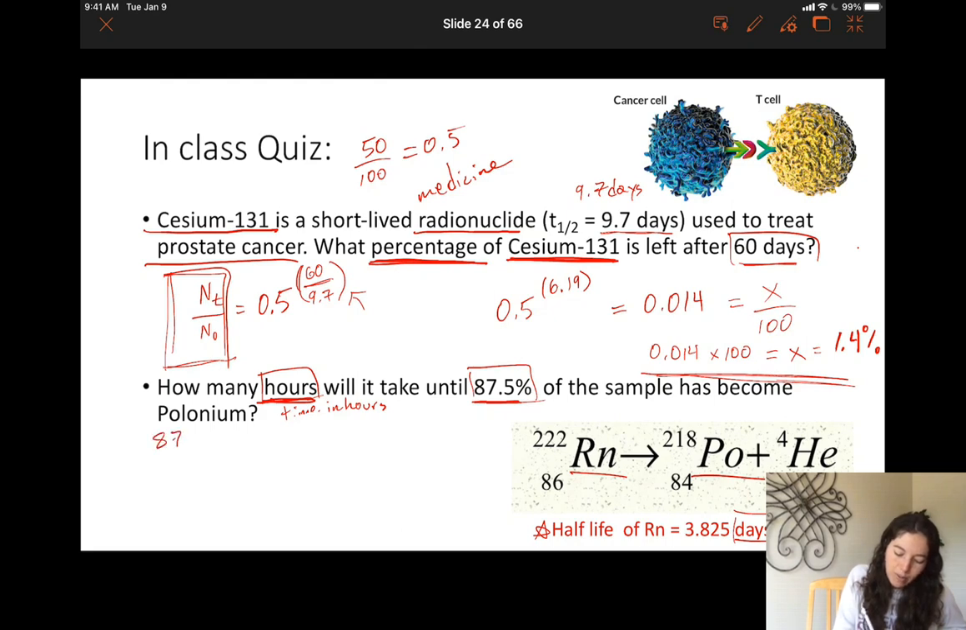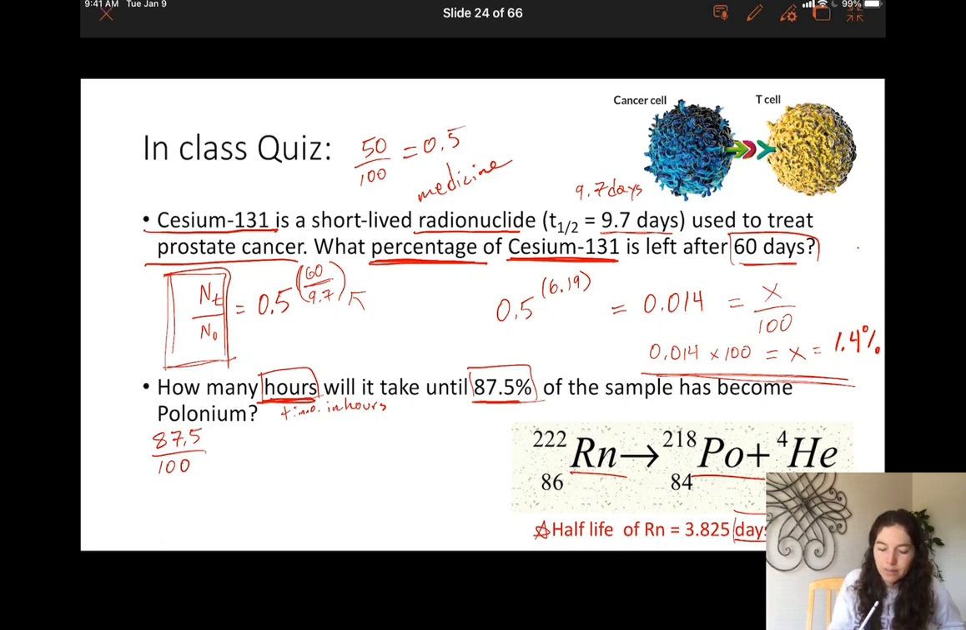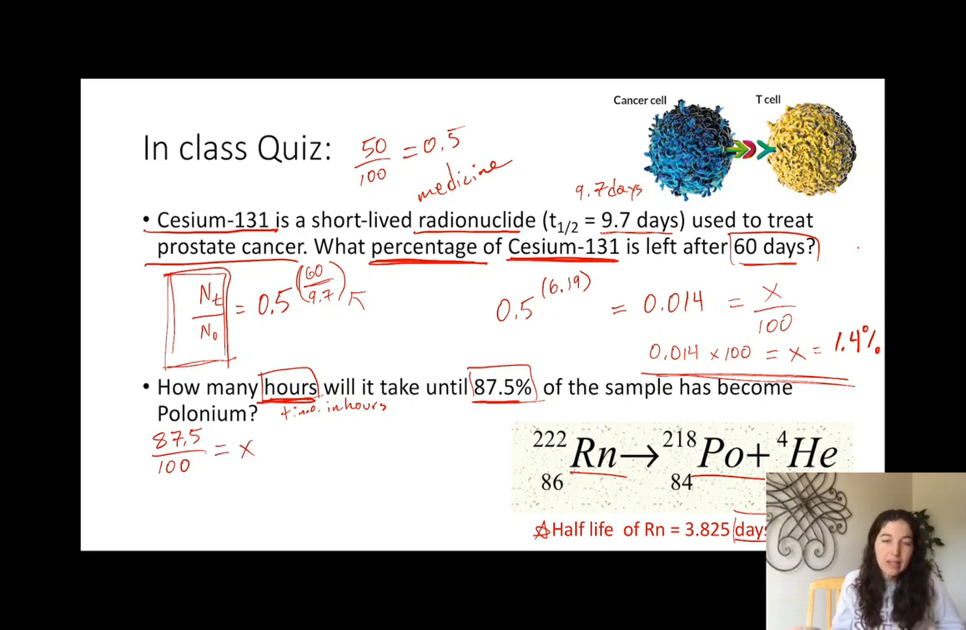So remember that 87.5% is 87.5 over 100. And we want to know what that is, so we simply put that in our calculator, and you're going to find that that is equal to 0.875. Okay, so that's the value that goes in for Nt over N0. So 0.875 is equal to 0.5 to the power of t, the time in hours we're solving for, over our t1/2. Our t1/2 is down here. It is 3.825 days.